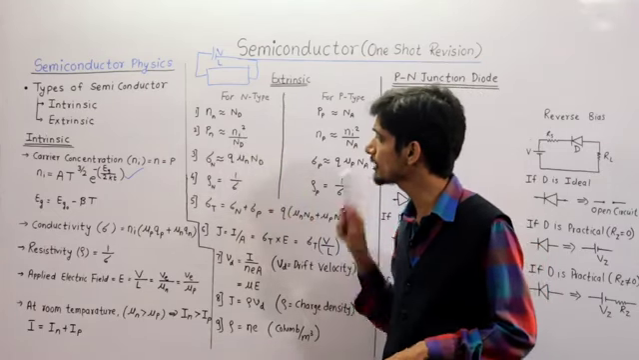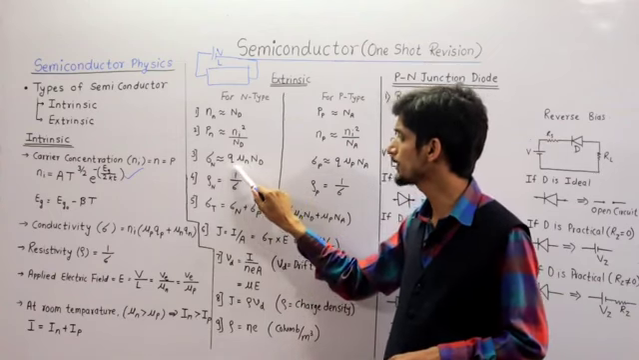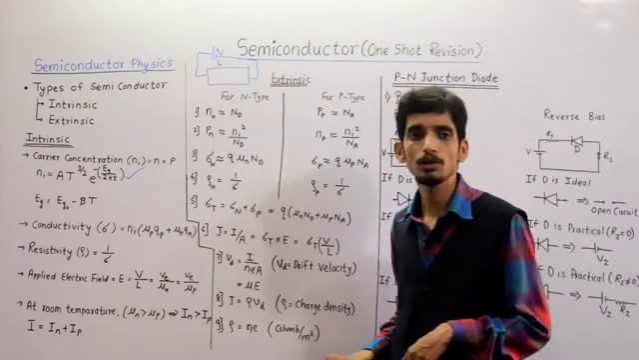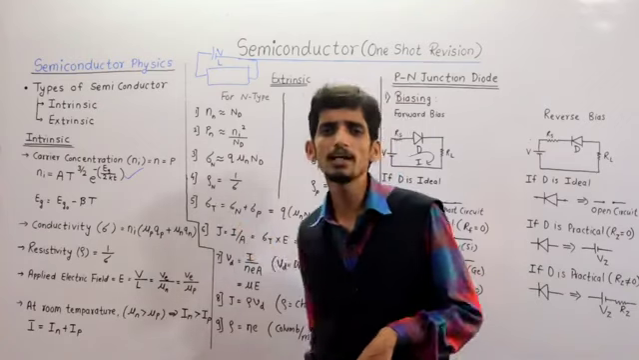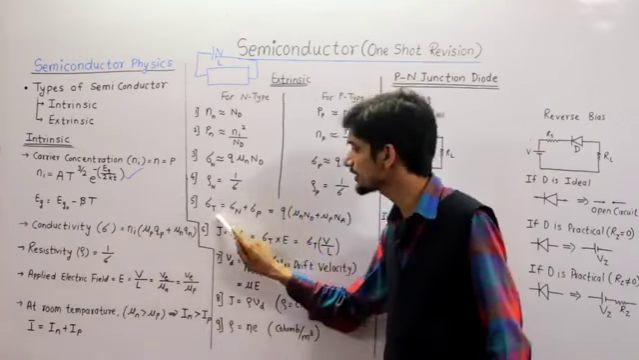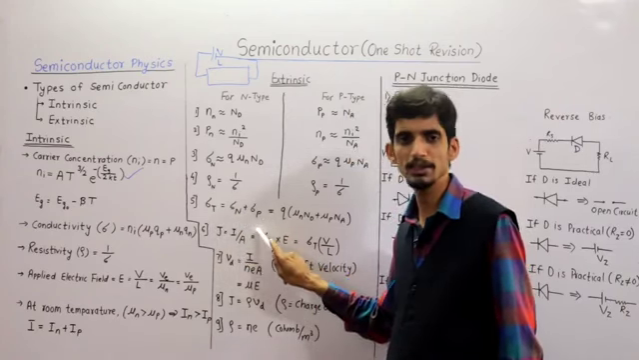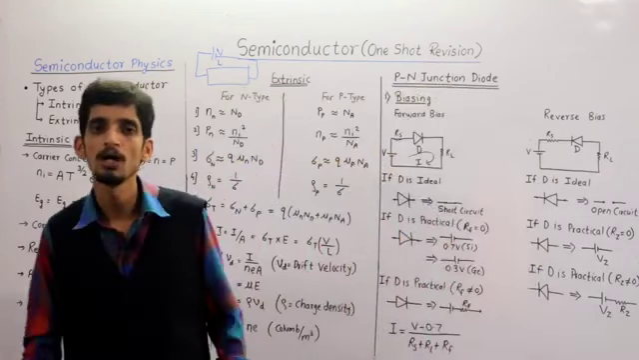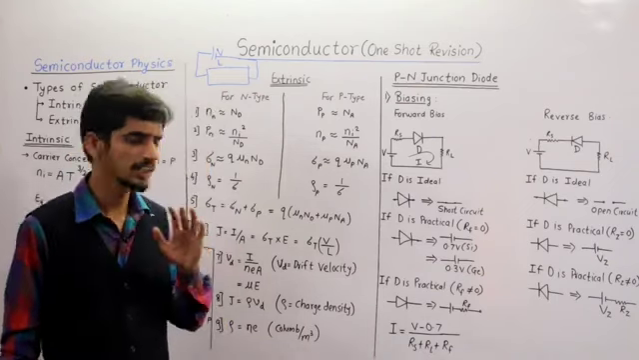Then conductivity formula for N type semiconductor is approximately equal to Q times, that is charge on that particular electron, into mobility of electron into donor concentration. Then the resistivity of the N type semiconductor is 1 upon conductivity, and total conductivity of the semiconductor is addition of N type conductivity plus P type conductivity, which is equal to Q into bracket mu n into Nd plus mu p into what? Na. Clear? This is a formula for total conductivity.